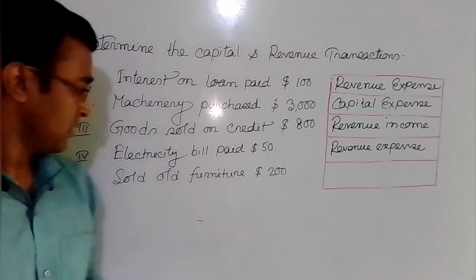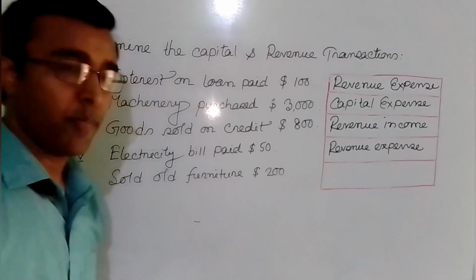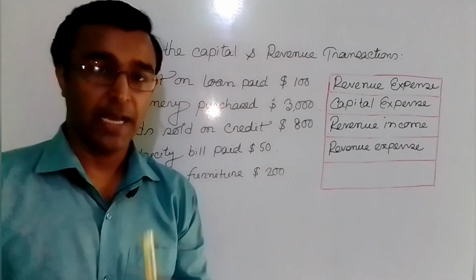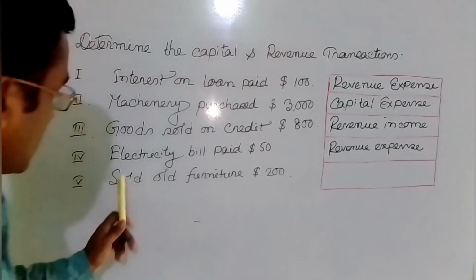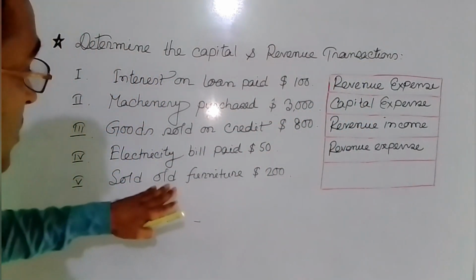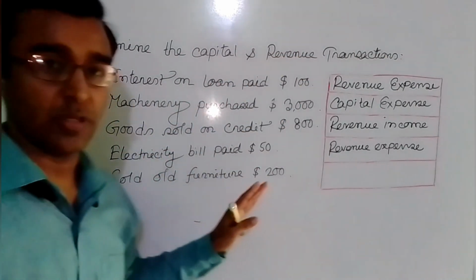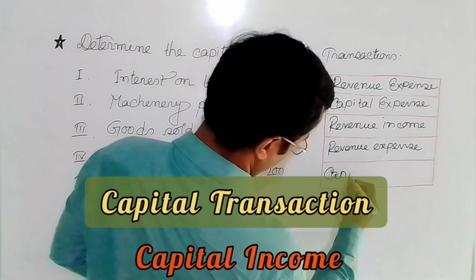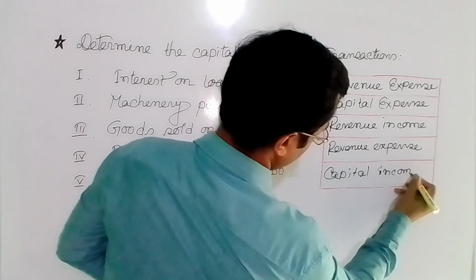And the last of all, sold old furniture $200. It has to be remembered that selling furniture isn't a regular activity of any organization, because an asset means the financial resources that belong to a business and that is invested for making profit. Here, sold old furniture is one kind of capital transaction as well as capital income, because we have already found these three characteristics of capital transaction. Number one, irregular, long term, and huge amount of money. That's why it goes to capital transaction as well as capital income. Okay, I'm writing here capital income.